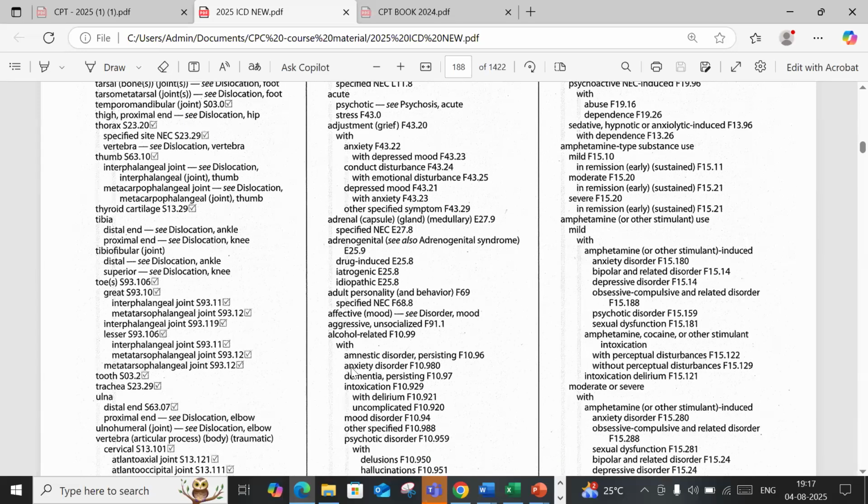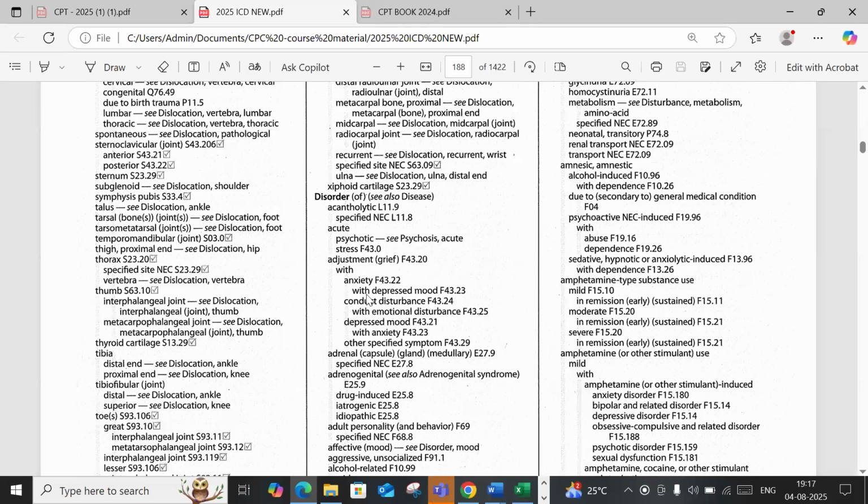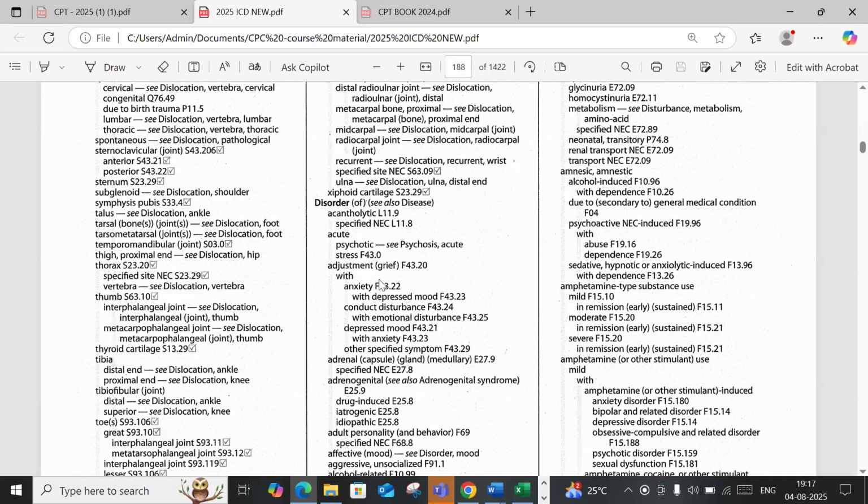Is anxiety there? Anxiety is above F43.22 in the middle column? Yeah. Disorder, anxiety, F43.4, F43.22. Okay, so like this, you have to search codes in this index. So whatever the conditions doctor is documenting, right, that codes we have to get from the alphabetical index. So in ICD, we are giving codes to diagnosis, injuries, signs and symptoms, and disorders.